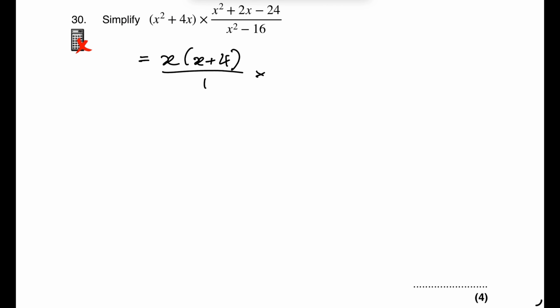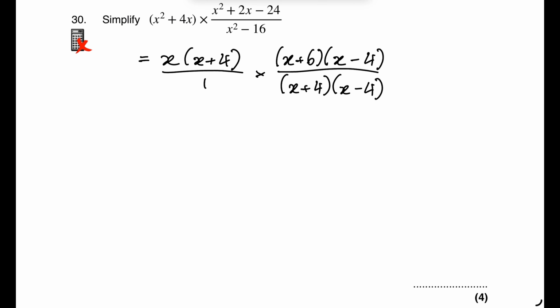Then I have my quadratic on the top. I need two numbers that multiply to give negative 24 and add to give positive 2. Well, that would be 6 and minus 4. So that's going to be x plus 6, x subtract 4. Then on the bottom, this is a difference of two squares. That's going to be x plus 4, x minus 4. Because we've got x times x for x squared, minus 4x add 4x will give me 0, and positive 4 times negative 4 is negative 16.